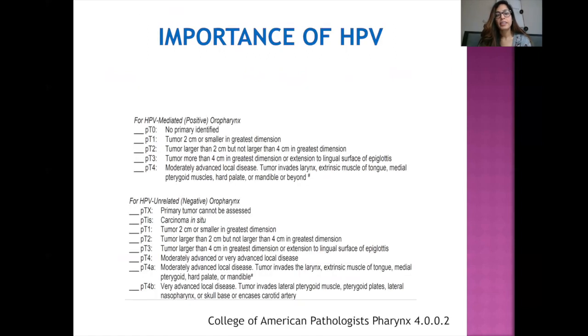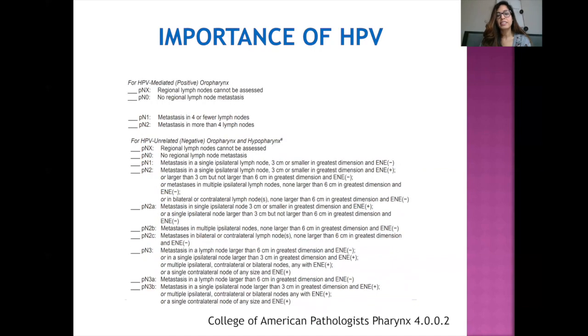oropharyngeal. This importance of HPV is actually demonstrated in most recent cancer synoptic protocols. So this is the most recent one from the College of American Pathologists, and you can see that even to fill out a TNM, you need the P16 or HPV status, because it's different depending on HPV positive or HPV unrelated or negative oropharyngeal primary. And this also now affects the nodal staging.